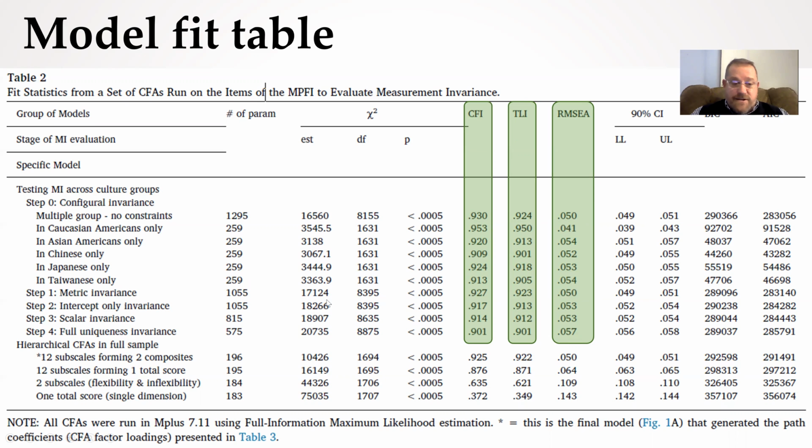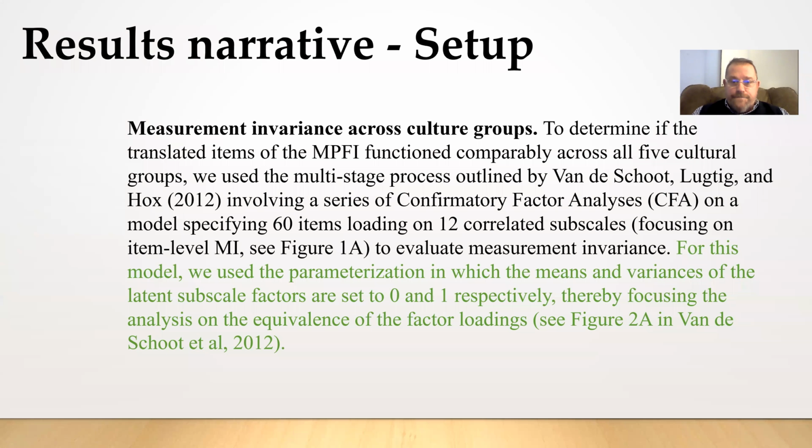We tested scalar invariance. I'm sorry, we did the extra step of Van de Schoot and tested the invariance of the intercepts of each item. And then we did scalar invariance and full uniqueness invariance. And we were able to show the measure was reasonably invariant. So this is talking readers through all of those steps in a really super clear, taking a lot of journal space kind of way. So we explained how we set up the model.